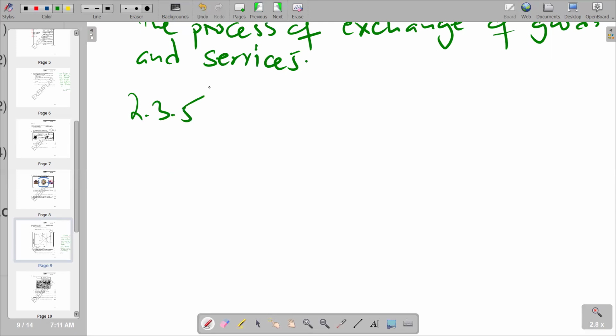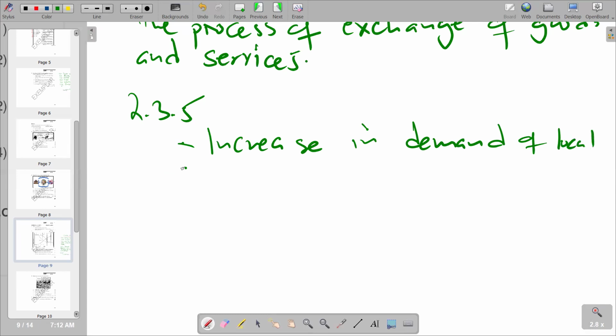So the first point is going to be increase in demand of locally produced products. That on its own is a positive, because if there's an increase in demand, it means the revenue of local businesses is also going to be expanded or increased. So that's the first one.